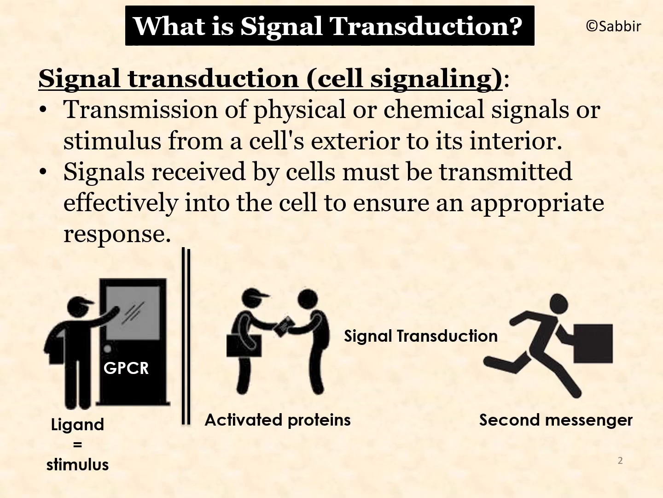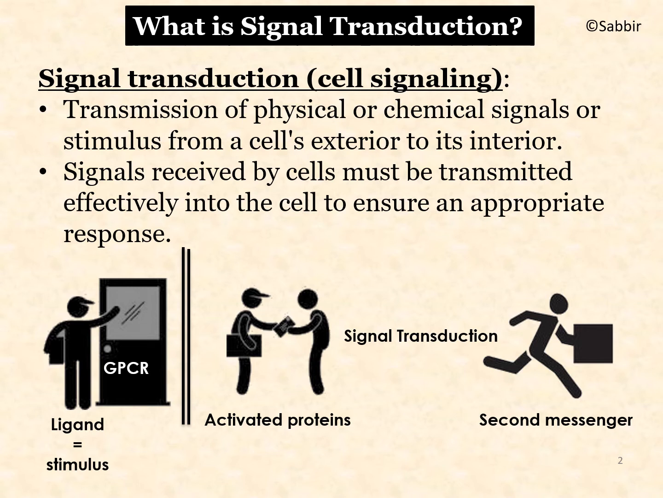Now first I'd like to define what signal transduction is. Signal transduction or cell signaling is the transmission of physical or chemical signals or stimulus from a cell's exterior to its interior. The signals received by the cells must be transmitted effectively into the cell to ensure an appropriate response. I'd like to elaborate these points further.